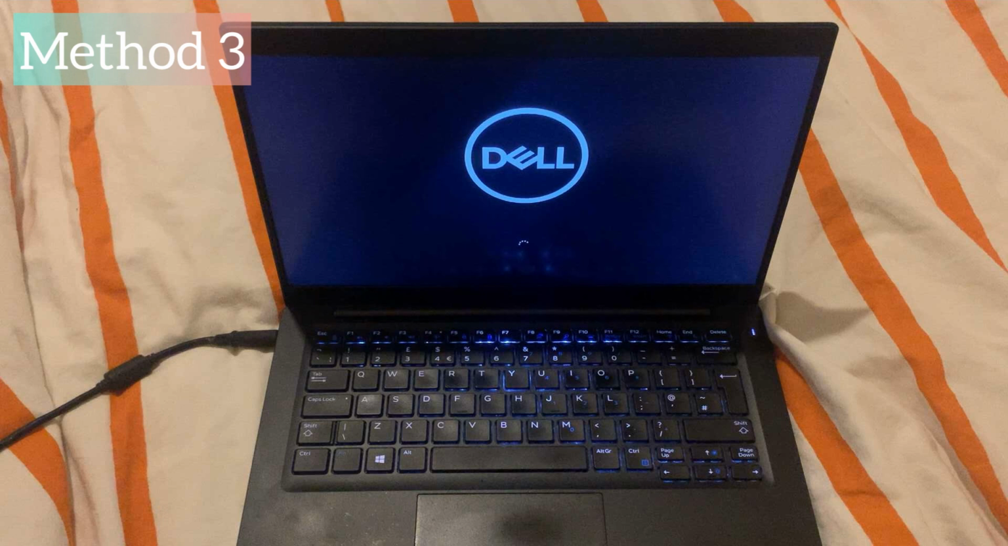Method 3, try a different AC adapter. Sometimes your AC adapter could be the problem, so try a different Dell charger.